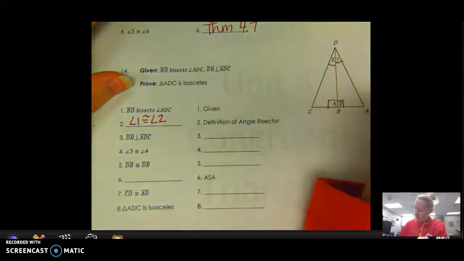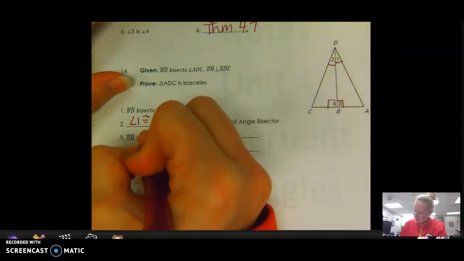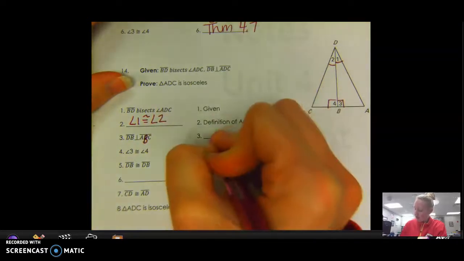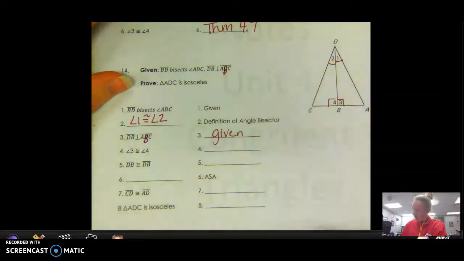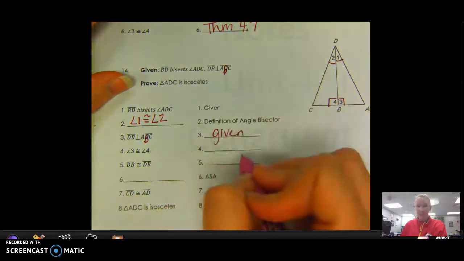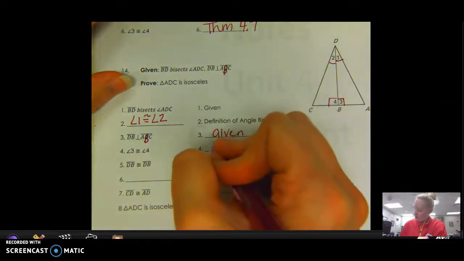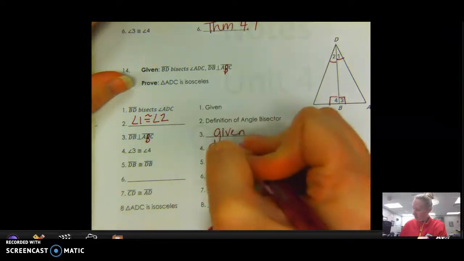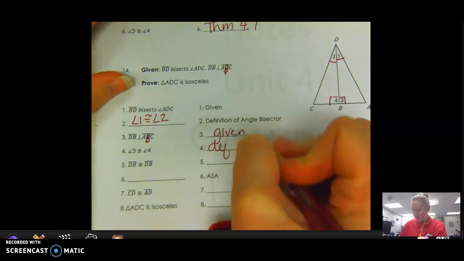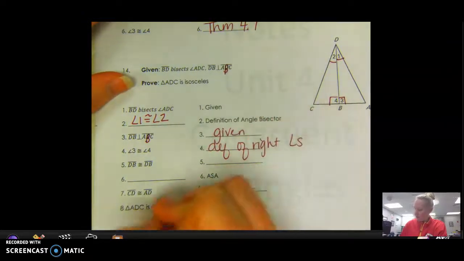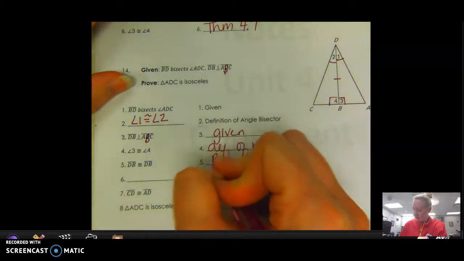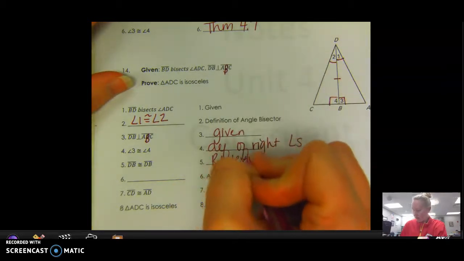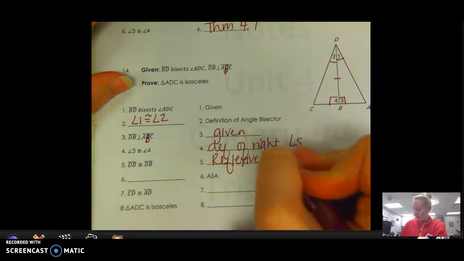Now, B to D is perpendicular to A. This should be A to B to C. That's a given. And this should be a B. Sorry about that, guys. That means angle 3 is congruent to angle 4. That is definition of right angles. B to D is congruent to itself. Well, that's just reflexive. And it would be POC in this case.